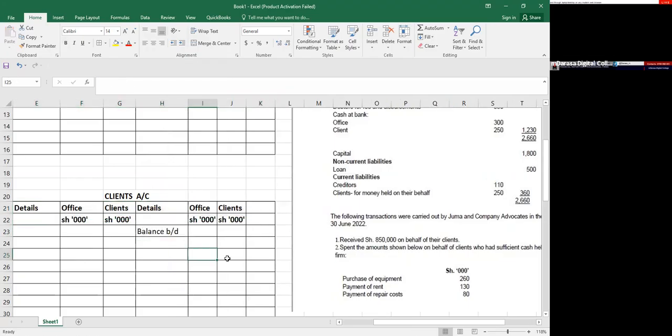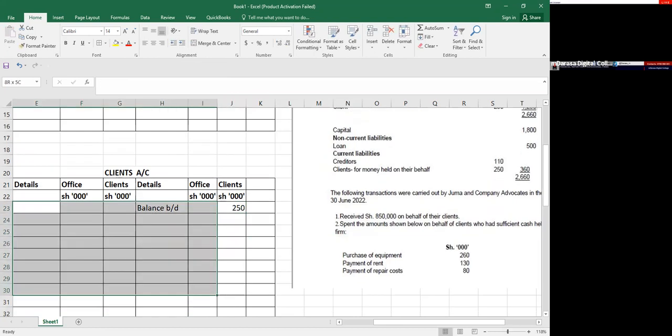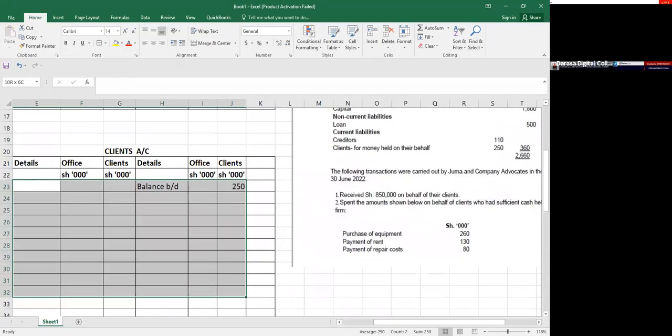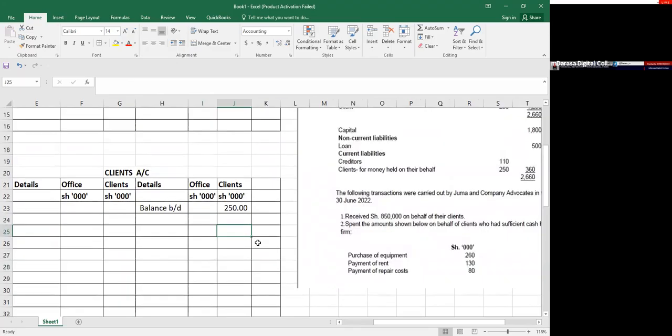Once we have that, I'm given the client's account, which is how much? 200 on behalf of the client. So 250. Okay, 250. Once you're done with that transaction, we proceed to the next transaction.